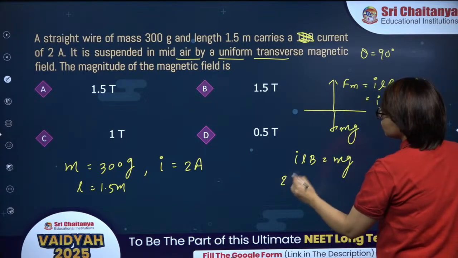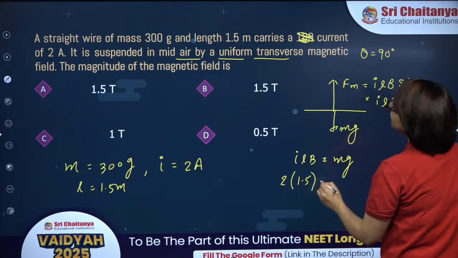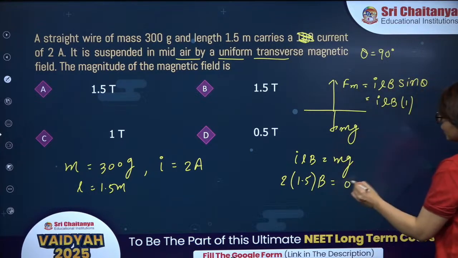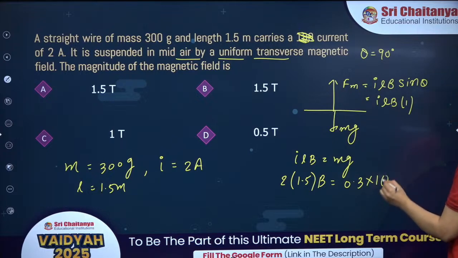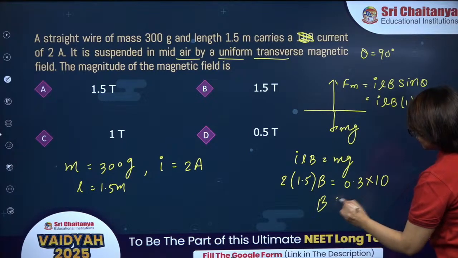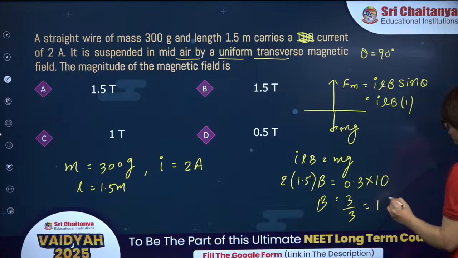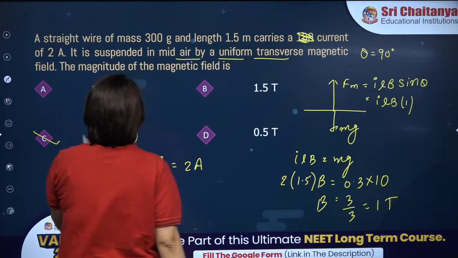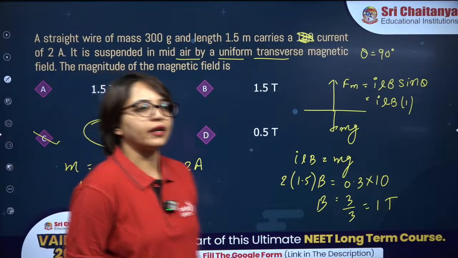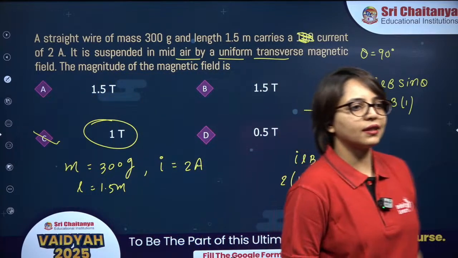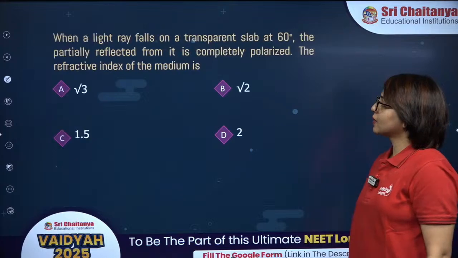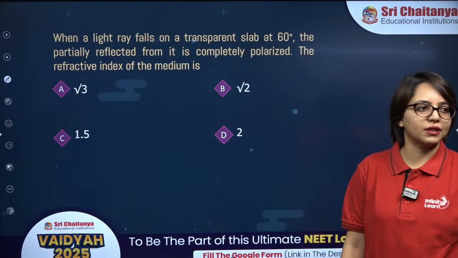I is given as 2, L is given as 1.5. We have to find the magnetic field. M is 300 gram, which is 0.3 kilogram, and g is 10. So B will be 3 upon 3, which is equal to 1 Tesla, right? So this is the correct answer. This is from the complete syllabus, beta. From the entire syllabus.